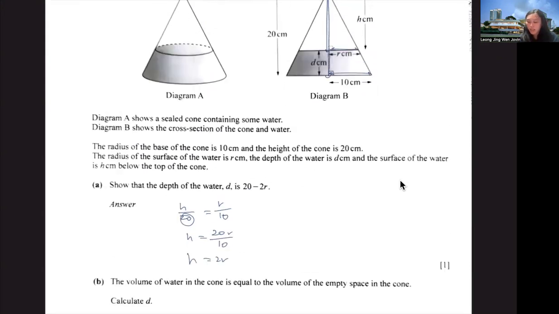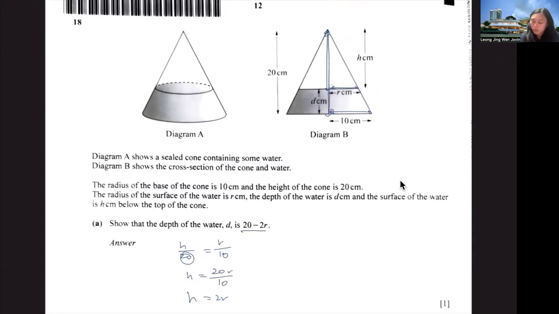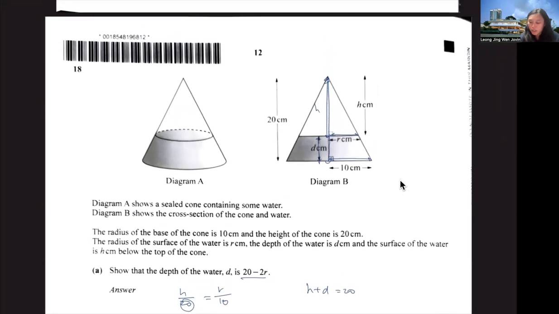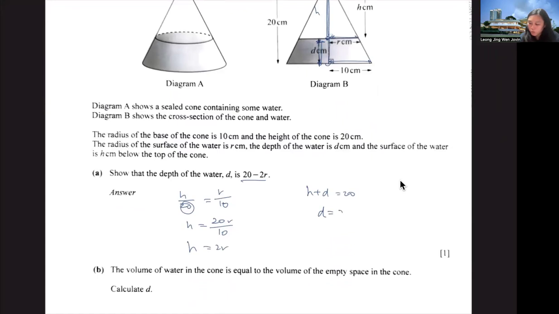Looks like I'm close. And where is h actually? Why is d 20 minus 2r? Because h plus d must add up to 20 cm, correct? Here to here is h, and here to here is d. And this whole thing must add up to give me 20, right? So if I want to make d my subject, it means 20 minus h. And I know h is 2r, based on what I found out just now. So d equals 20 minus 2r. Okay, so that's all.